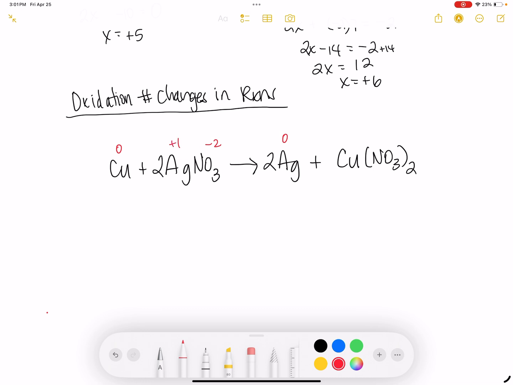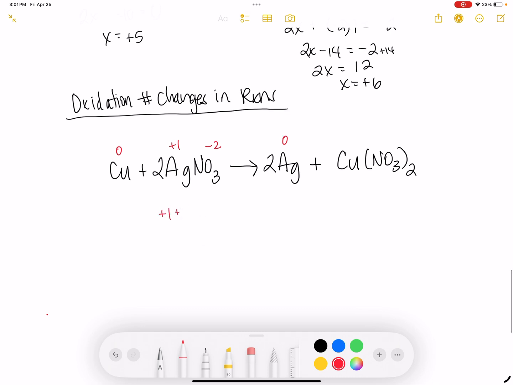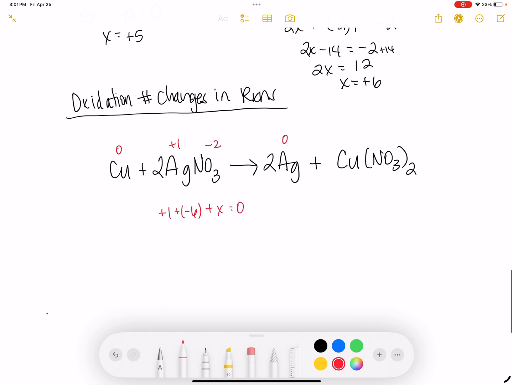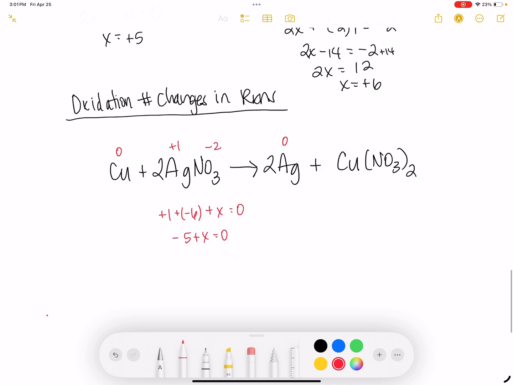And so now we're figuring out what nitrogen is. So I've got a +1. I have a -6, right? 3 groups of -2. And I know that added to some number x has to be 0. So what's that? -5 plus x is 0. And so x is equal to 5. So in this case, nitrogen has a +5 oxidation number.